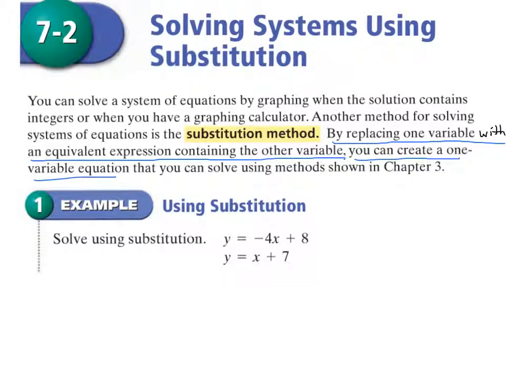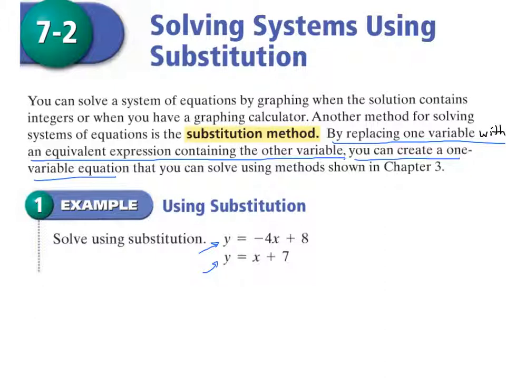Example number 1. Using substitution, we're going to solve each of these equations. So we have y equals negative 4x plus 8 and y equals x plus 7. Here's what you're going to do. Step 1. You want to make sure that at least one of the variables has a letter by itself. You could have the y by itself. You could have the x by itself. And it could be either one of these. Now, notice that each equation is solved for y. So the first step is done for us.